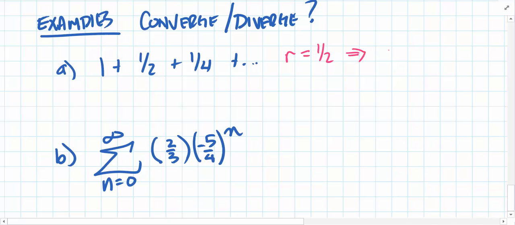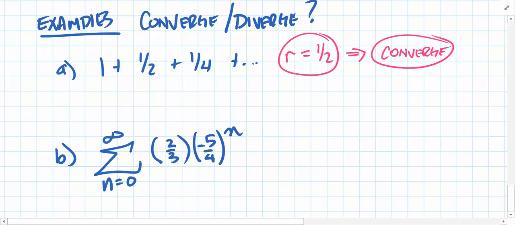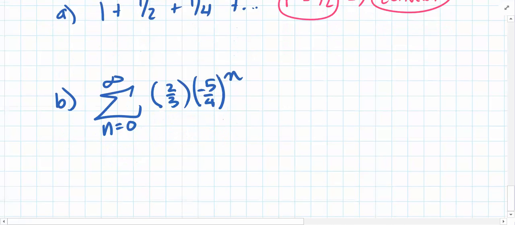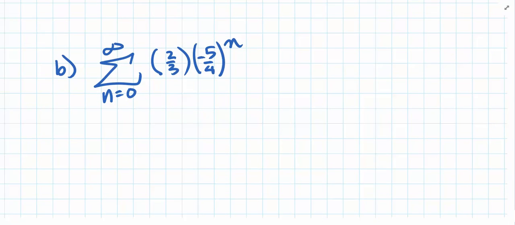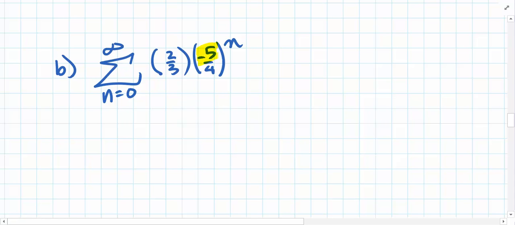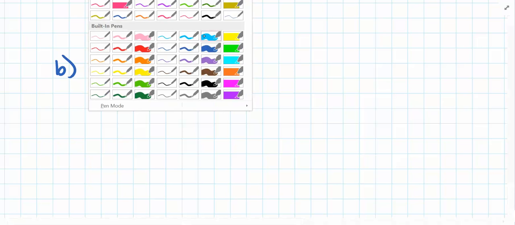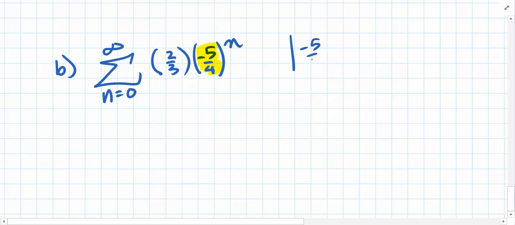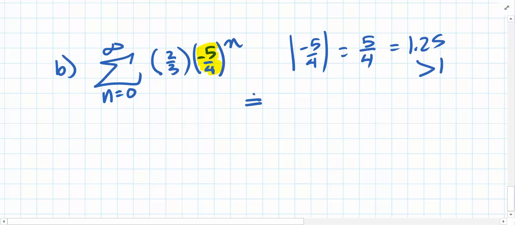And it's going to converge because of this, right? Less than 1. Look at this second one, part B. This one's crazy, right? What is the ratio for this one? It's hidden. It's given to you. Yeah, this is the number that we keep raising to the power of n, right? The 2/3 is a constant. So because the absolute value of -5/4 is equal to 5/4, which is equal to 1.25, which is greater than 1, what does that imply? It diverges. So that's how you can tell right away what does what.